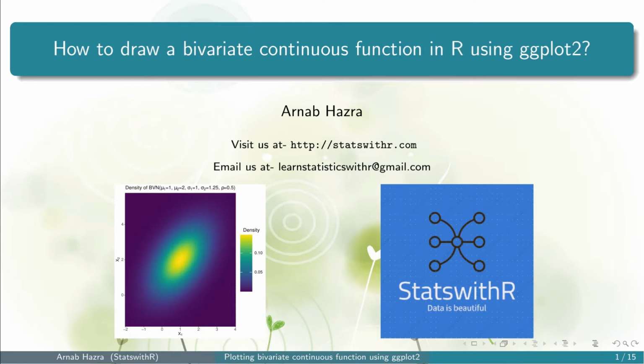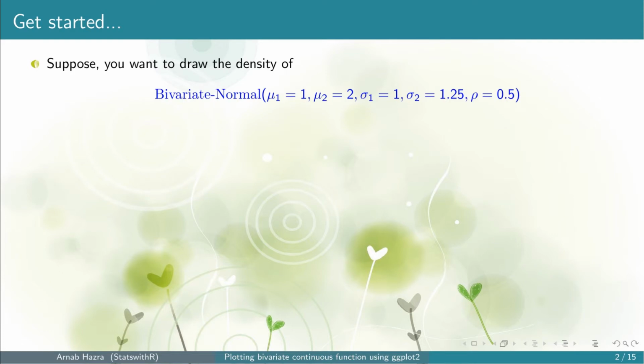The overall process involves several steps and I will discuss stepwise. Let's begin. As an example of a bivariate continuous function, we consider the bivariate normal density function with means of the two components to be 1 and 2 respectively. Their standard deviations are 1 and 1.25 respectively, and the Pearson's correlation coefficient between them is 0.5.